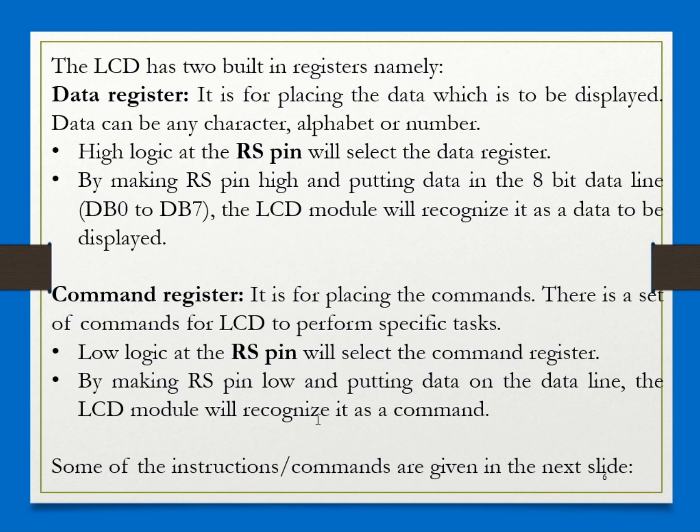As I mentioned, the LCD has 2 built-in registers, the data register and the command register. The data register is used to hold the character, alphabet, or number that we want to display. In order to use that, you have to make the RS pin equal to 1, as we discussed earlier. If RS is 1 and the data lines have some information, then the LCD will understand that it has some data that has to be displayed.